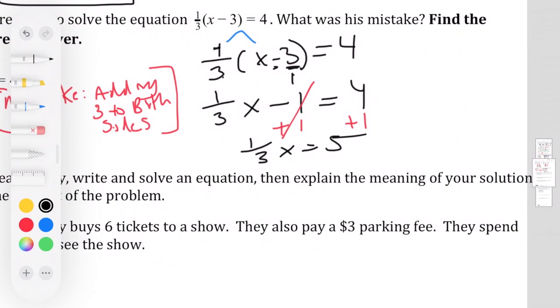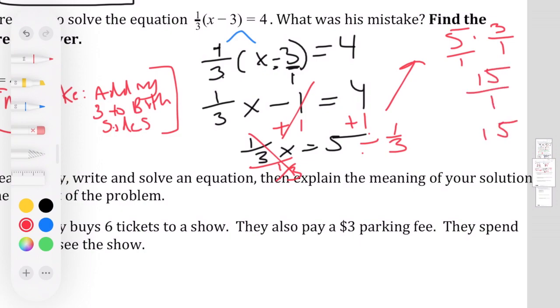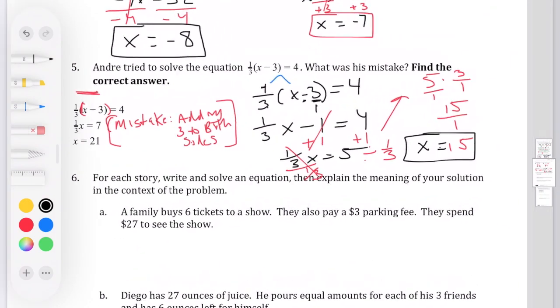Now when we divide by a third, 1/3, boom, cross that out. Again, we're dividing by 1/3. We need to be thinking keep, change, flip. So let's set that up. We're going to have 5 times 3 over 1. So it's going to be 5 times 3 is 15. 15 over 1 reduces down to 15. So x is equal to 15, not 21. So there's our correct answer for number 5.